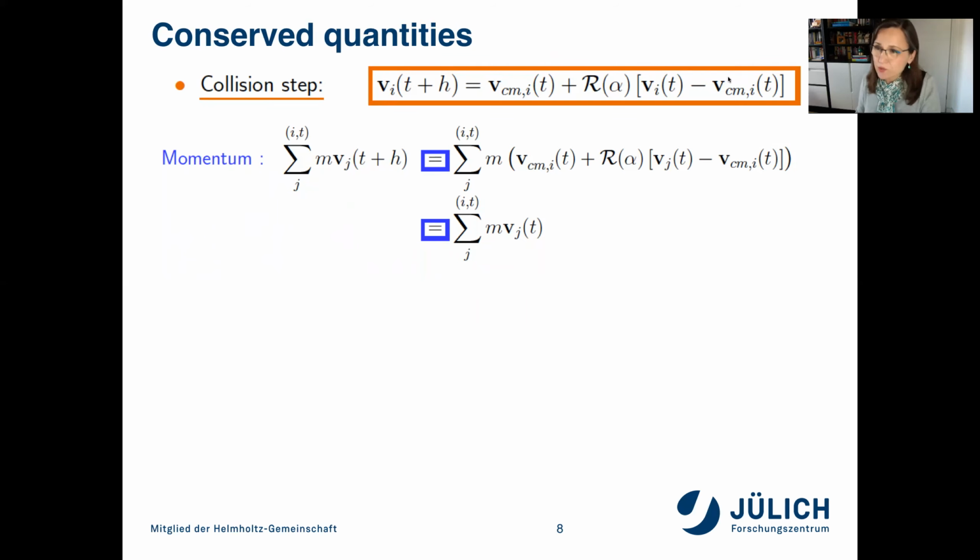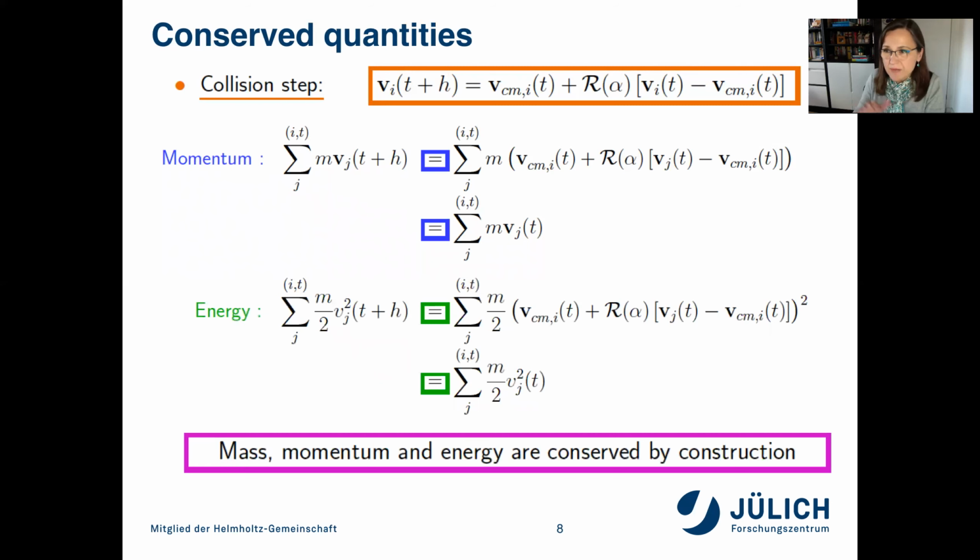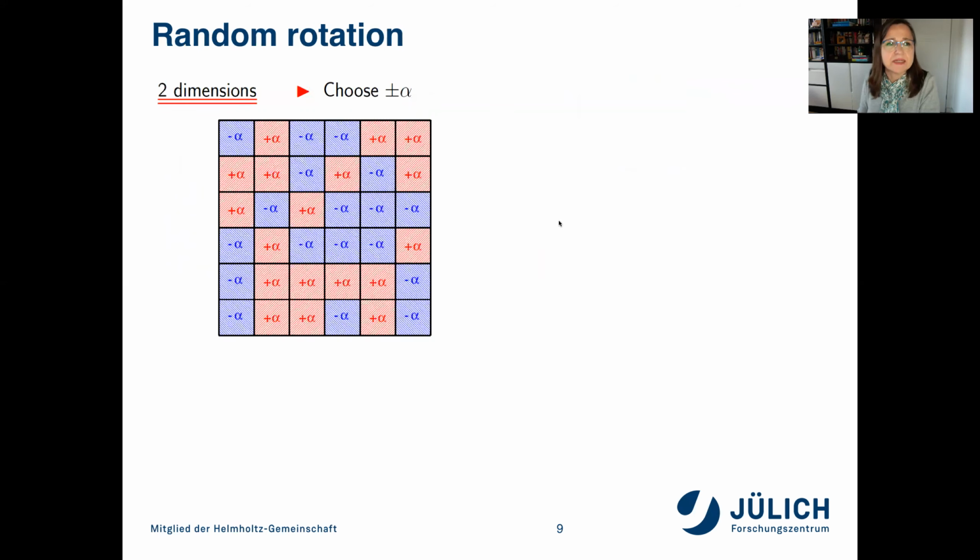And this is how it was proposed, but this collision has a bonus, which is that if you calculate the kinetic energy before and after the collision, it happens to be conserved as well. So we have that not only mass and momentum are conserved, but also energy. So with this simple collision, all in one, we have all the conservation rules that we aimed at the very beginning. And what is this random rotation?